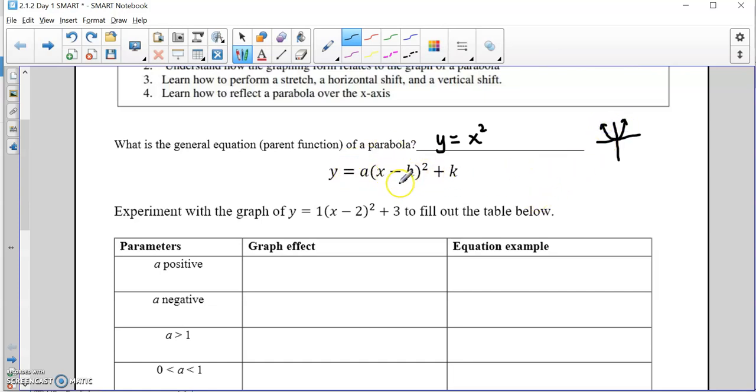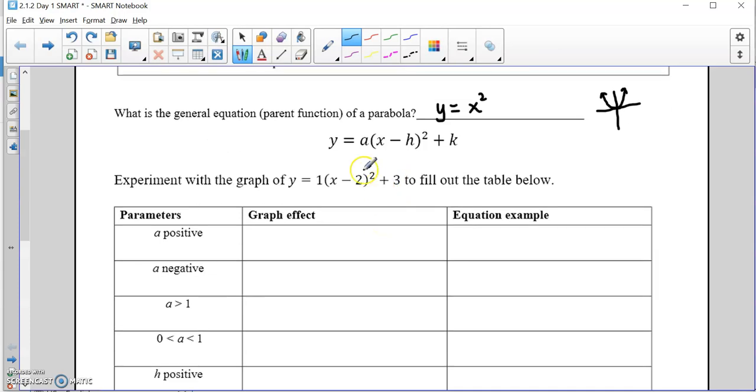Okay, and then anytime we add all these other little pieces to it, it's going to transform our parabola in some way. So we're going to explore how each of these letters affects the graph of our parabola. So let's start with A. A is the number at the very front of our equation.